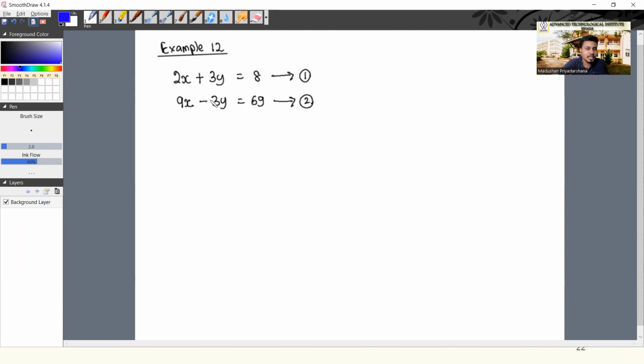When making it equal, we may need to go for a third, sometimes maybe a fourth equation.